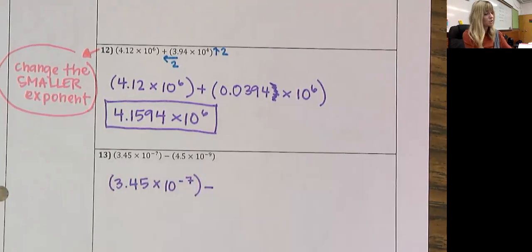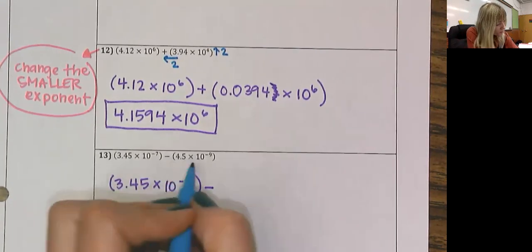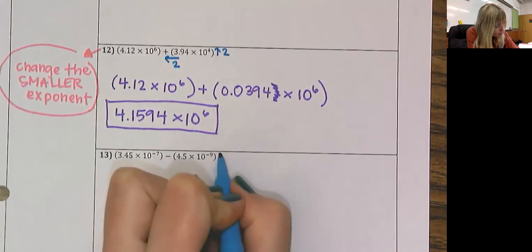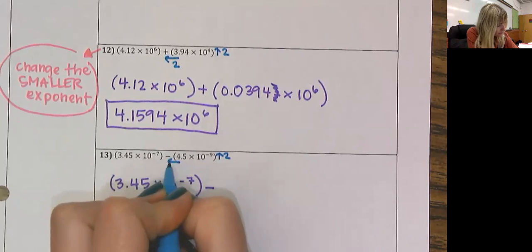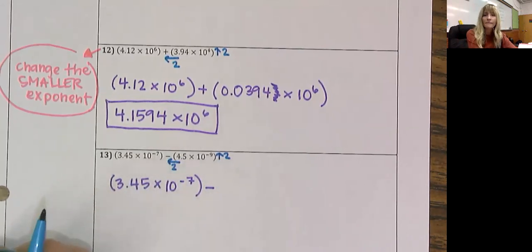And I'm going to change -9, which is actually smaller than -7 because it's farther away from 0. Okay, it's going farther into the negatives. So here, I'm going to make this go up 2, which means again, left 2, okay?